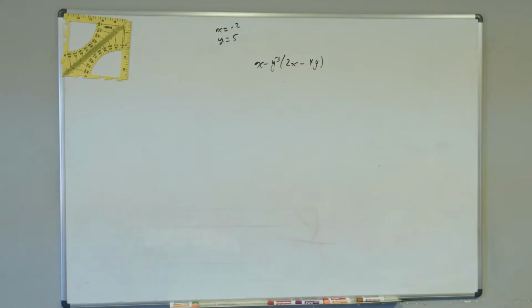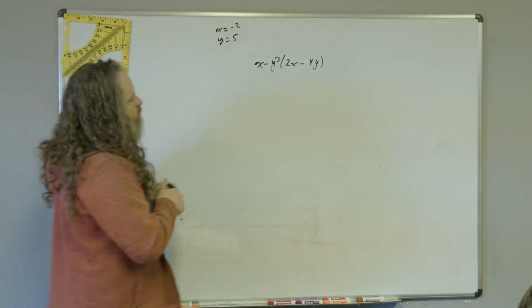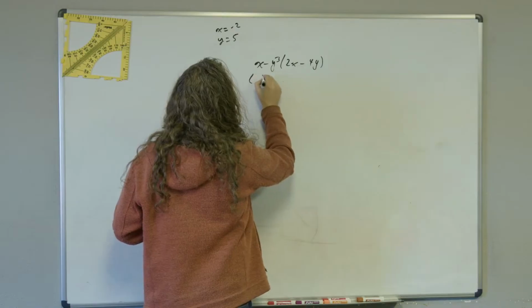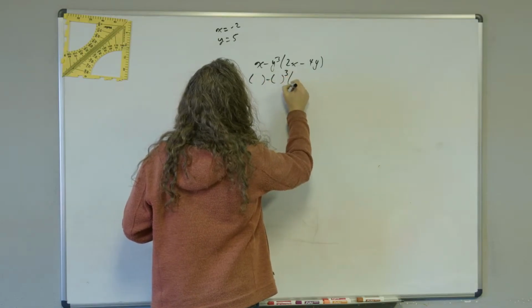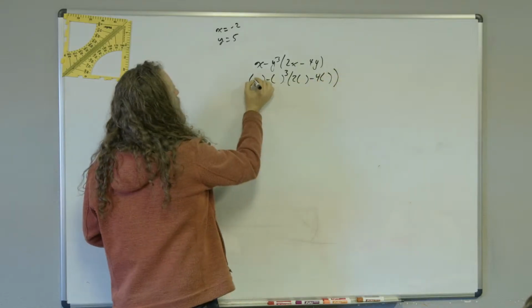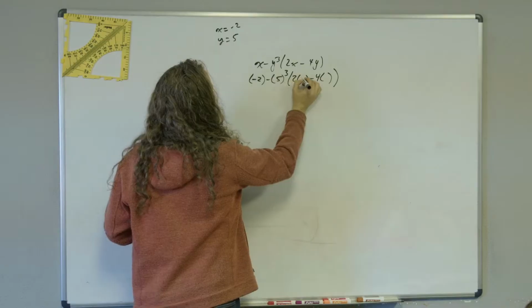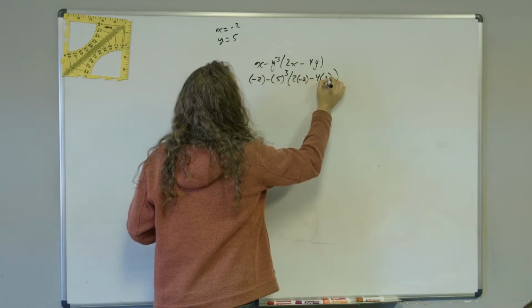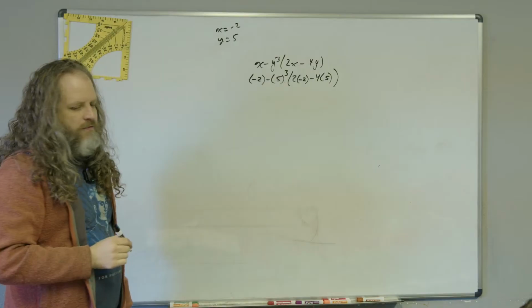Making sure that we put parentheses, right? So that we don't make extra sign mistakes. So we put a negative 2 here, and a 5 here, and a negative 2 here, and a 5 here. So what are we going to do first?